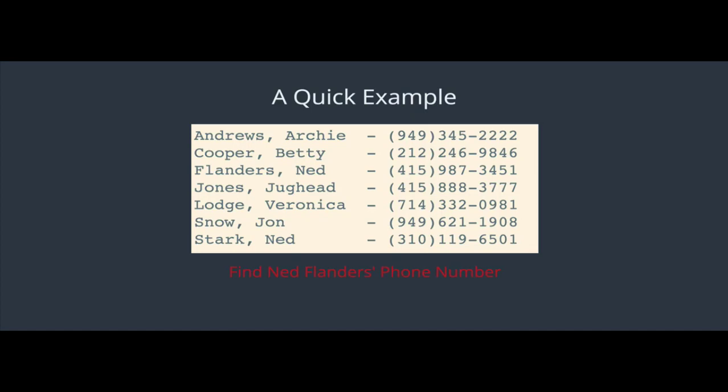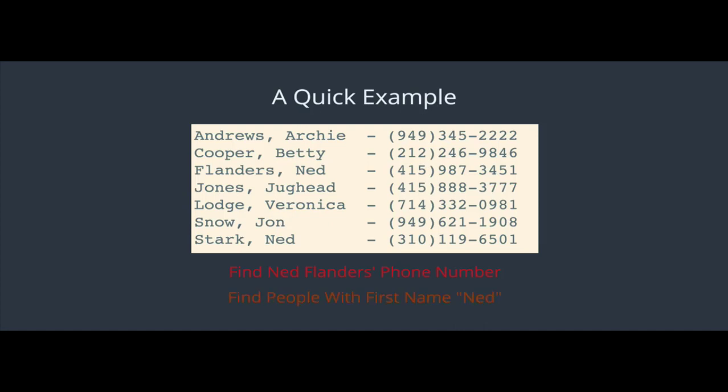Well, it's actually pretty straightforward. As long as you are comfortable using the alphabet and alphabetical order, you look through the phone book until you find the F's, and then until you find Ned Flanders and his phone number. It's what the phone book is made for.